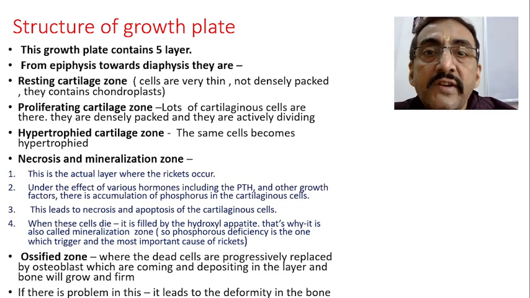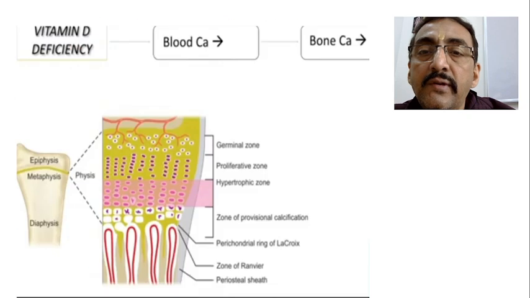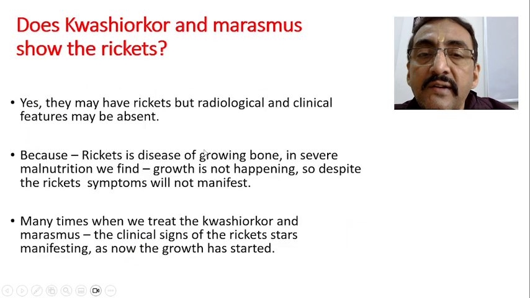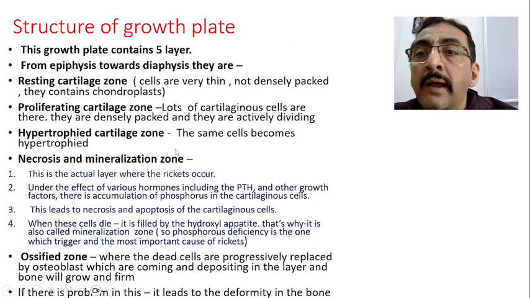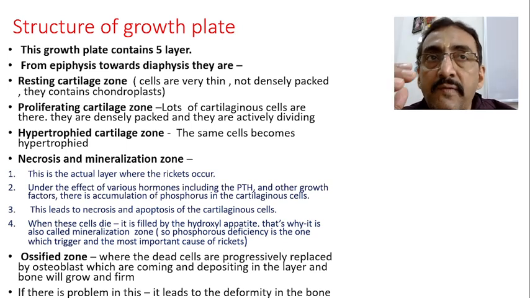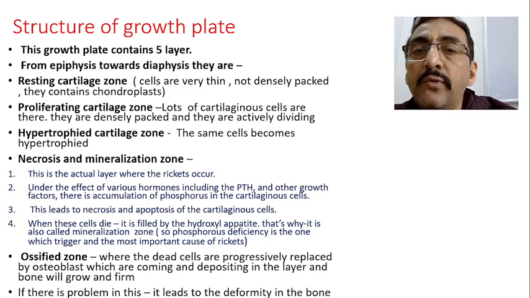Now what is the structure of the growth plate? As I told in this particular figure already, there are so many layers. Now we need to understand this one by one for the clarity of the topic. The growth plate contains basically 5 layers from the epiphysis towards the diaphysis. So we are discussing from the epiphysis towards the diaphysis, or from the upper end to the lower end.